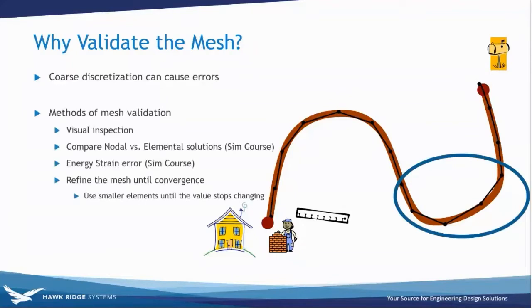So there's a few ways to validate your mesh. The first would be just a visual inspection of the mesh. You can compare the nodal and elemental solutions. You can look at the energy strain error, or you can refine the mesh until convergence. What that means is you just use smaller elements until the value stops changing, kind of like we did with the path example. Due to time constraints in this presentation, I will talk about visual inspection and refining the mesh until stress convergence.